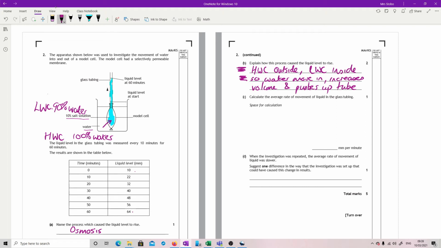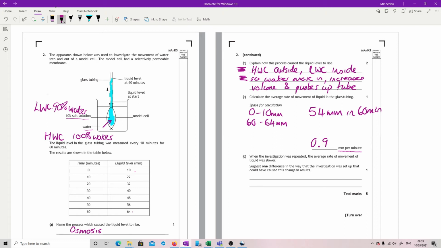Calculate the average rate of movement of liquid. You have to look a little bit further down because it tells you it wants it in millimetres per minute. At zero, it was at 10 millimetres. And at 60 minutes, it was at 64 millimetres. That means that it changed by 54 millimetres in 60 minutes. What we want is per minute. So all you need to do is take 54 and divide it by 60, which gives you 0.9. Obviously you should have a calculator with you in any biology exam.